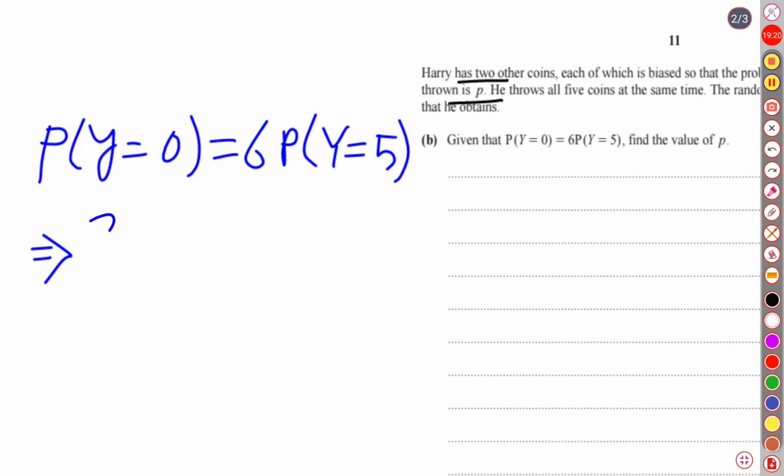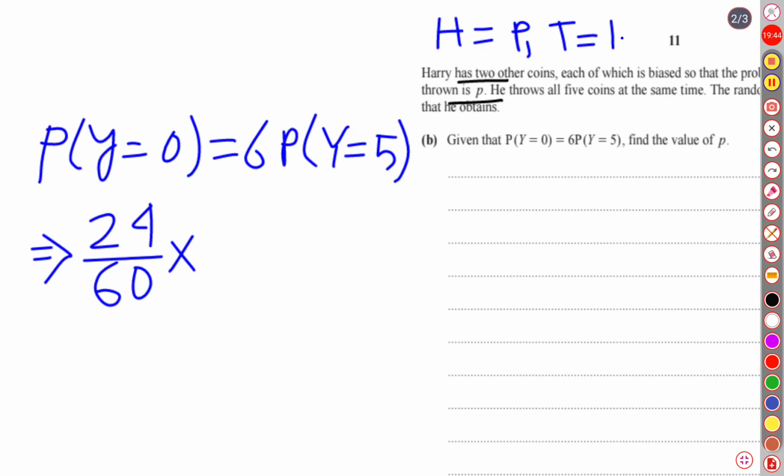24 over 60. This is the probability of obtaining no head from the first three coins. What about the last two coins? For the last two coins, the probability of obtaining each head is p. So the probability of tail is going to be 1 minus p, because the total probability is 1. If the desired probability is subtracted from 1, that is the probability of the second outcome.